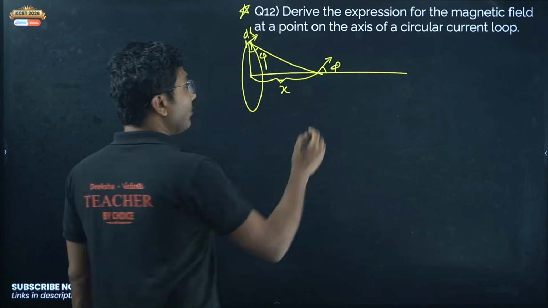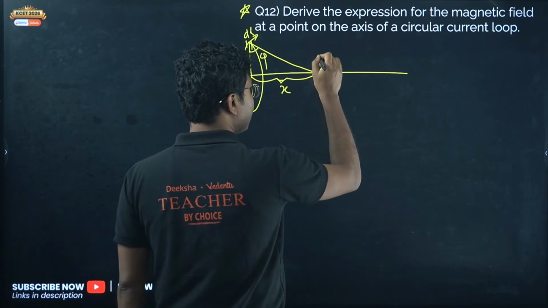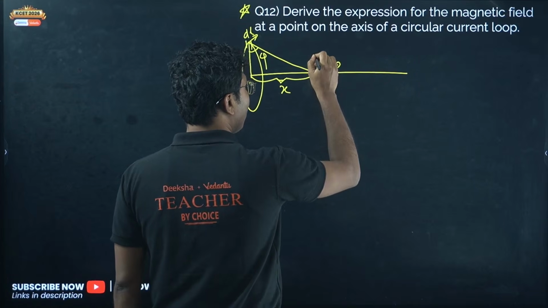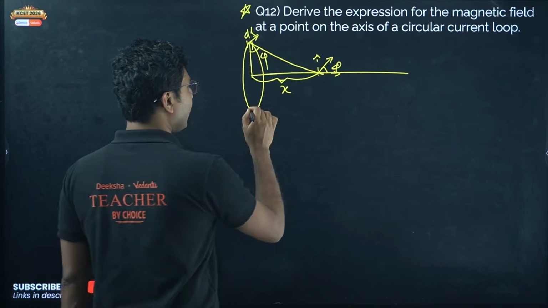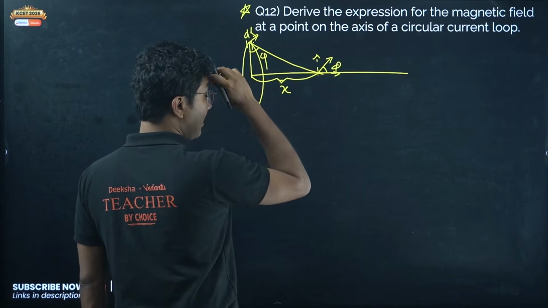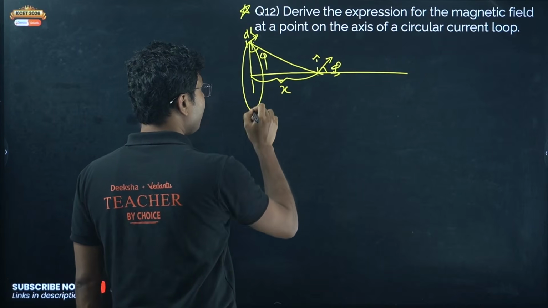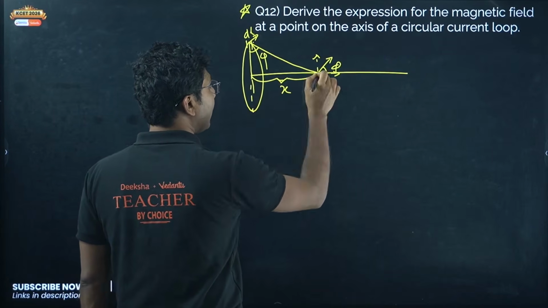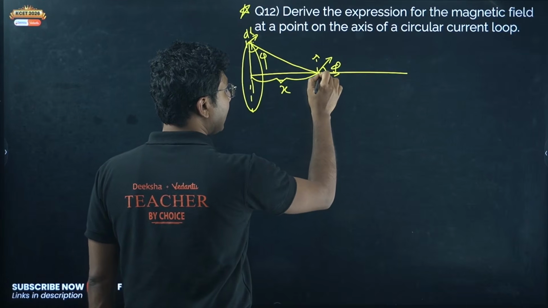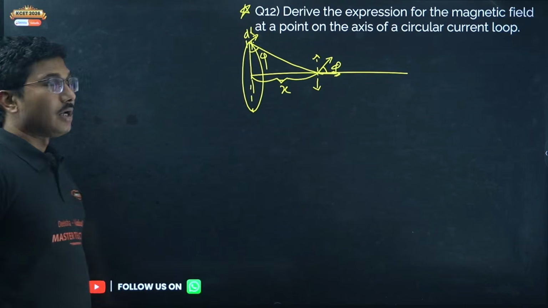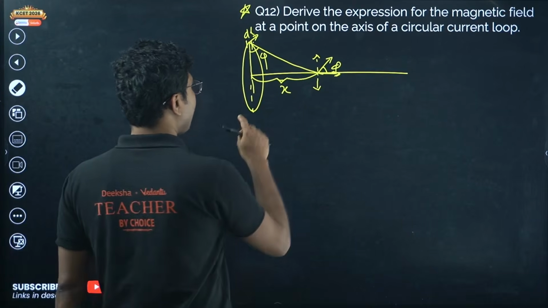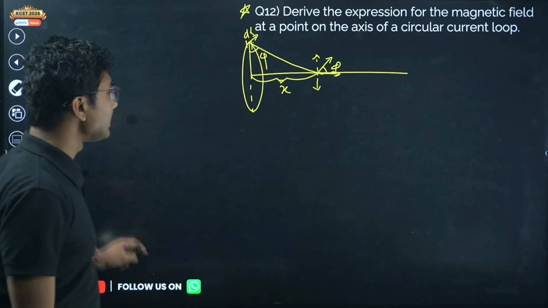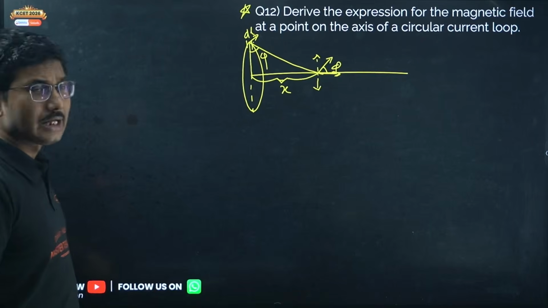Now if you consider the two components of this magnetic field along the y direction and along the x direction, and if you consider another component from the diametrically opposite point here, then you will get another y component in this direction, and the y direction will be cancelled. The x direction will be added up, the y direction will be cancelled. So that's why we will not consider the y direction, only the x direction is sufficient.